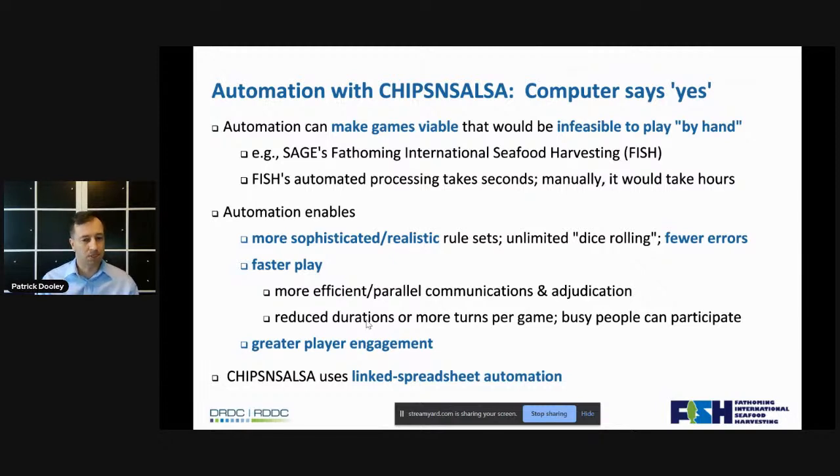That sort of speed-up means that with automation, you can implement more sophisticated or more realistic rule sets, have as many dice rolls as you want, and you get fewer errors in your adjudication.